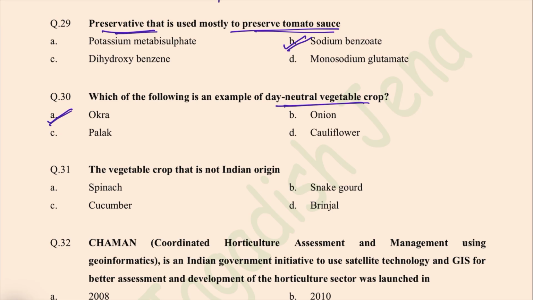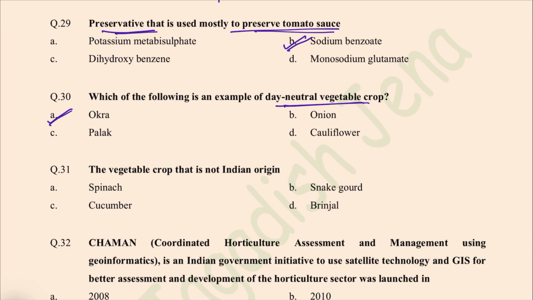Onion and palak are basically long day plants. They require longer days for bulb formation or flowering. Cauliflower's heading and flowering are primarily influenced by temperature, but can also be influenced by long days, a quantitative long day nature. Question from here: which photoperiodic classification applies to a crop that requires a light period shorter than the critical maximum to initiate flowering? That is a short day plant.